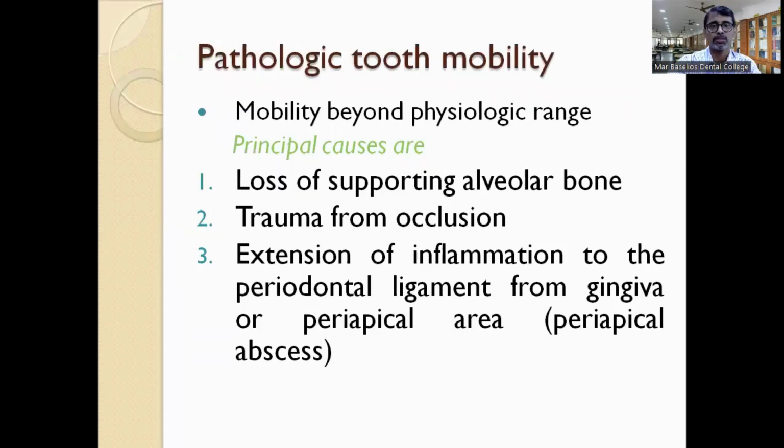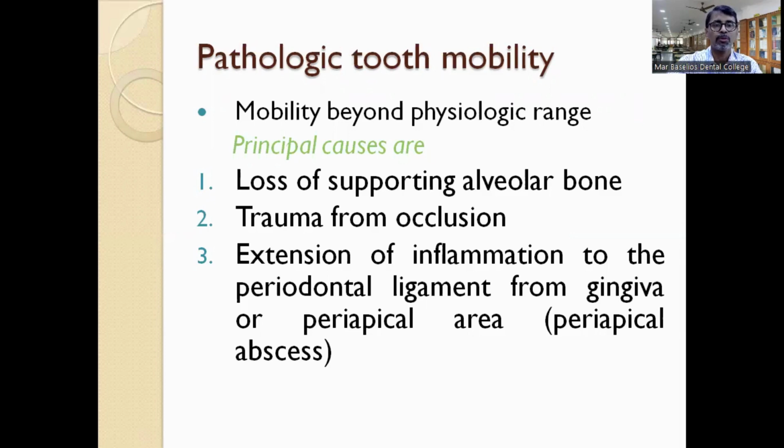Now we come to pathologic tooth mobility. Now, any mobility beyond physiologic range is considered as pathologic tooth mobility. Now, the principal causes of pathologic tooth mobility are three. One, the loss of supporting alveolar bone, or in short, bone loss. Second is trauma from occlusion. And third is extension of inflammation to the periodontal ligament from gingiva or the periapical area.